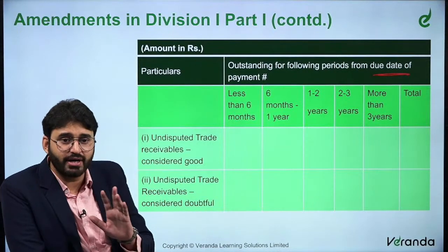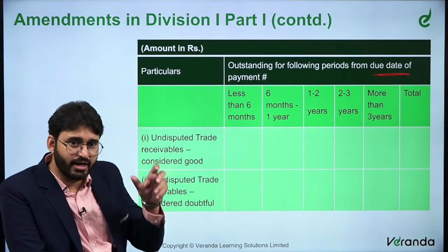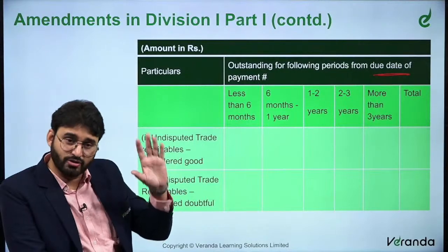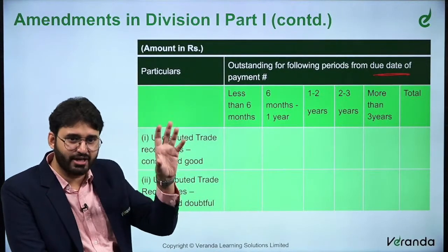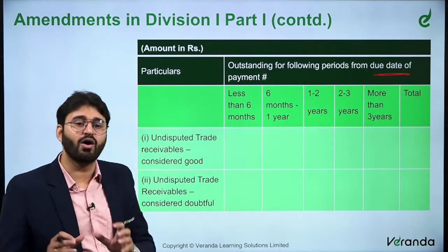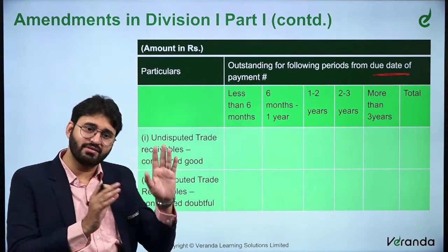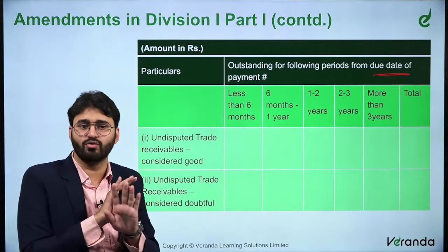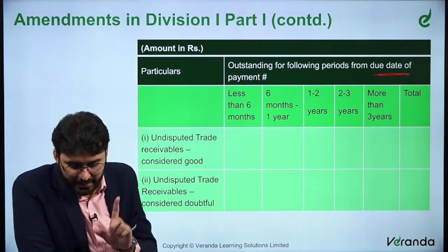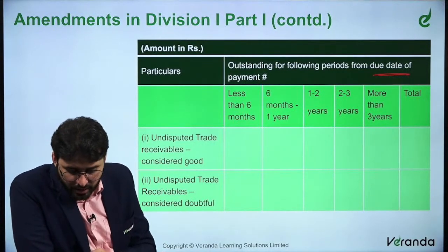So undisputed trade receivables: if you look at the earlier disclosure, considered good, that is still there, considered good, secured, all of that is still there. Now additional aging has to be given. So all this is additional. What is there has already been continued. There is no omission at all. Clear? Undisputed trade receivable considered good.